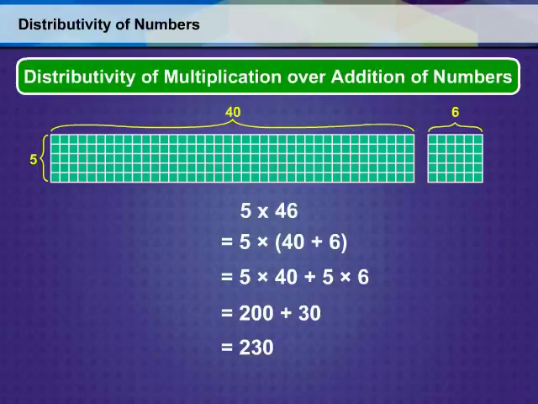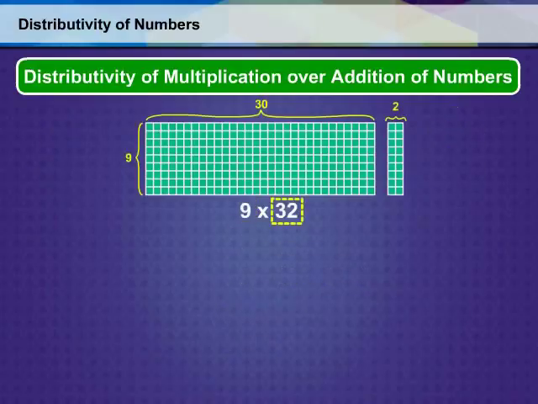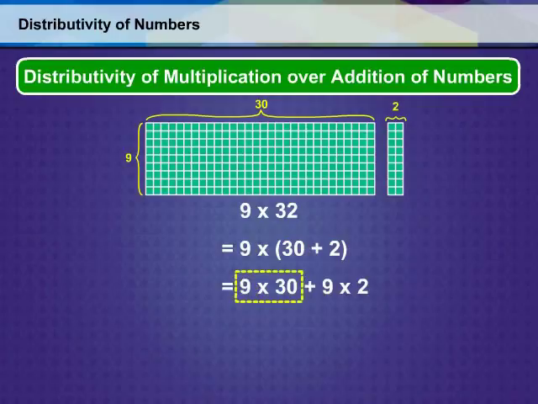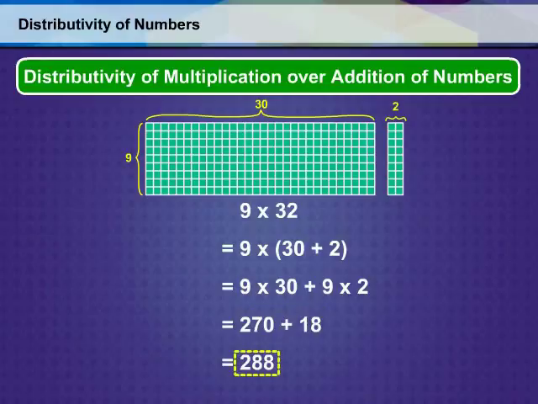Let us try one more example. 9 times 32 can be distributed as 9 times (30 plus 2), which is equal to 9 times 30 plus 9 times 2. By further calculation, we get 270 plus 18, which is equal to 288.